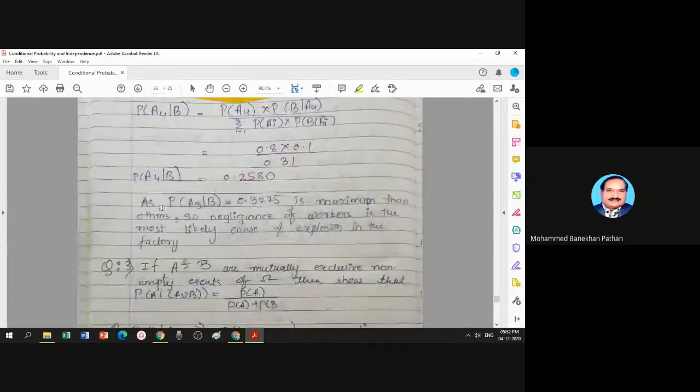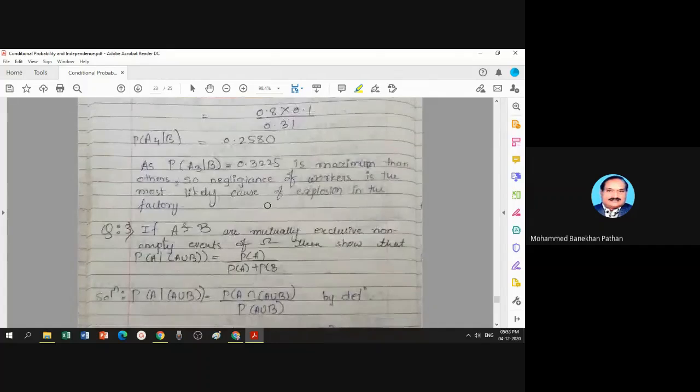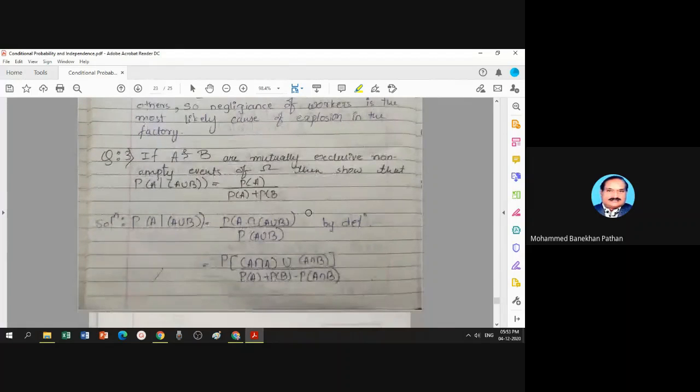Therefore, the answer of the question is: the probability of getting explosion due to negligence of the worker is maximum compared to the others. Negligence of the worker is the most likely cause of explosion in the factory. I will take a little bit, 5 to 10 minutes more, then that is the end of this chapter.